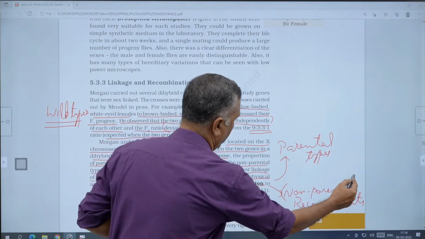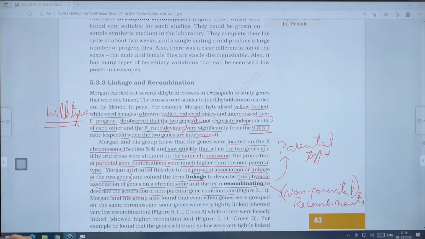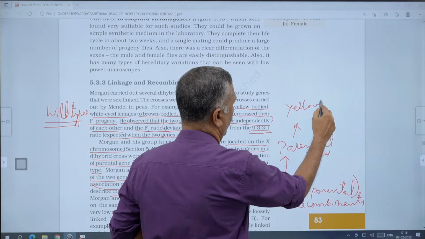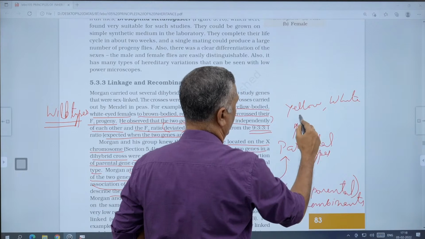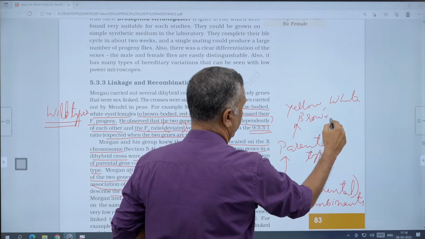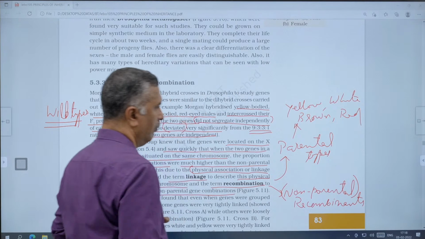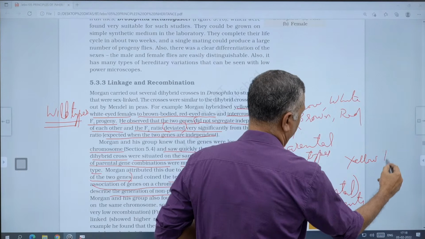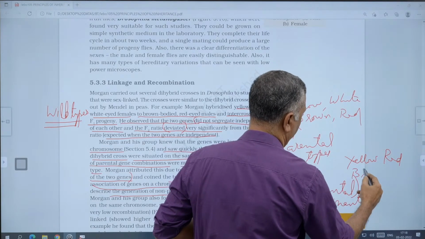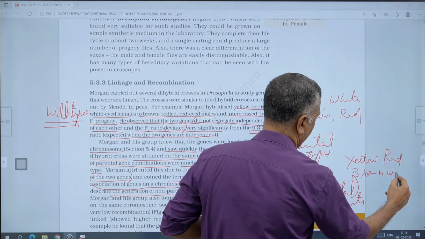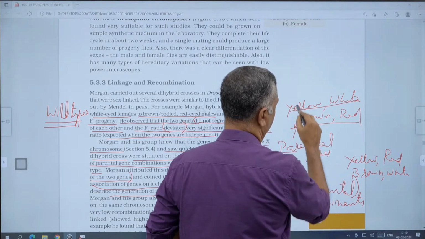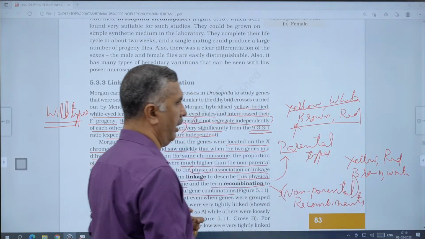Non-parental forms are called recombinance. So that is parental and non-parental. Parental types are yellow body and white-eyed, and brown body and red-eyed. Non-parental forms are what? Yellow body and red-eyed, and brown body and white-eyed. These are the parental ones, and these are the non-parental ones.